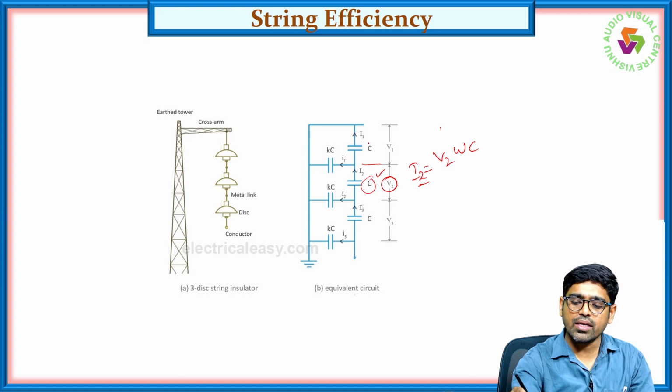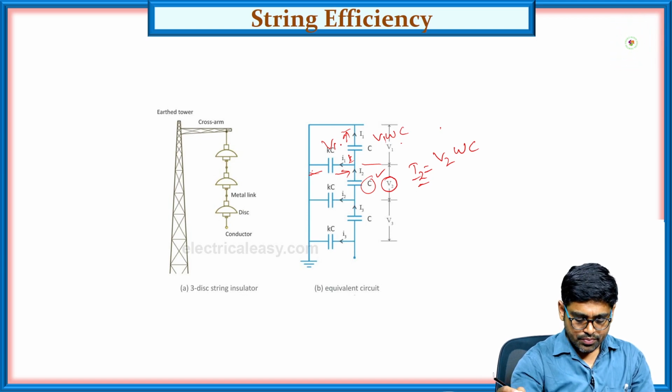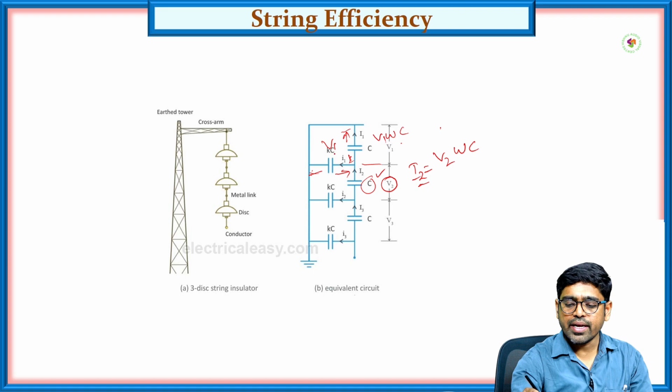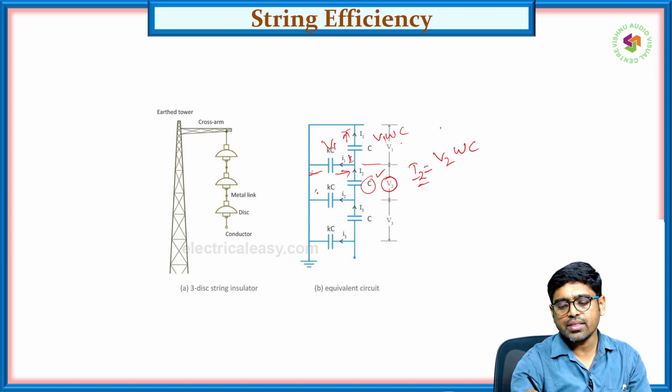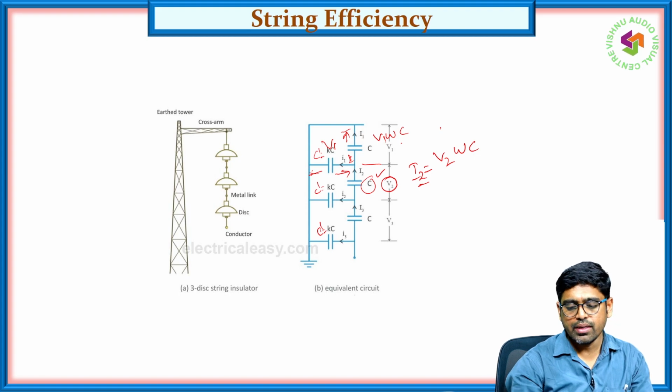Similarly, I1 is nothing but V1 into omega C. Whatever voltage appears across this one, the same voltage appears across this particular shunt insulator, so it is also V1. Then we get V1 into omega C dash. Here C dash is K into C, so it is omega C into K C. So C dash equal to K into C, where C dash is nothing but the shunt capacitance. If you take it, then K equal to C dash by C.